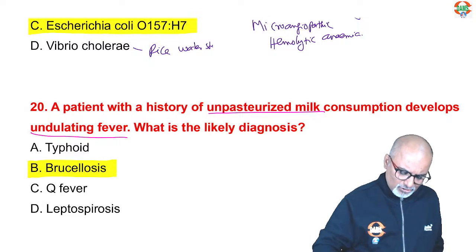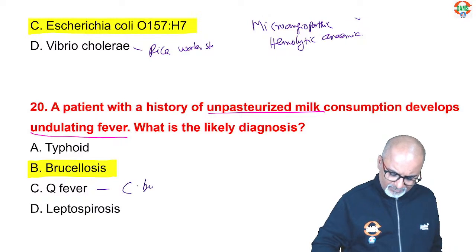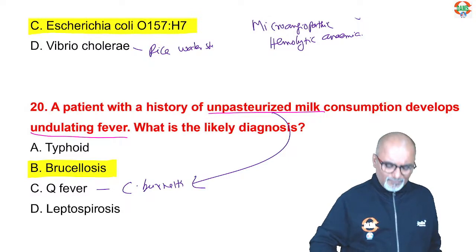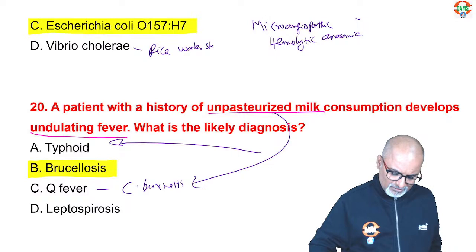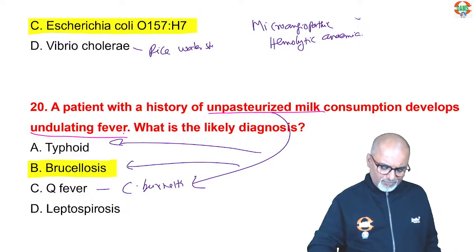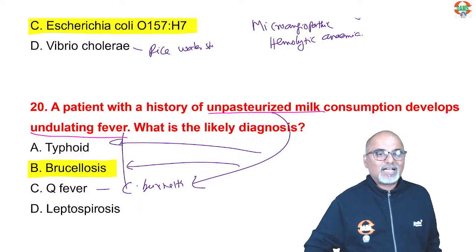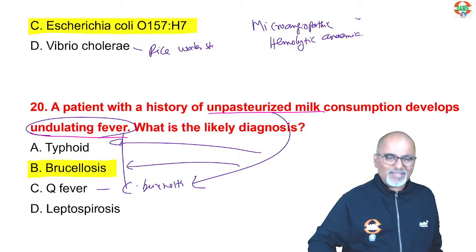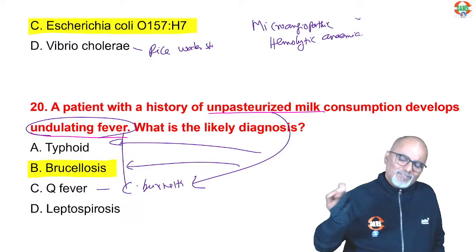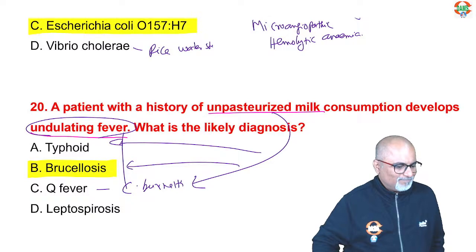Q fever is caused by Coxiella burnetii. That is also due to unpasteurized milk. Typhoid also due to unpasteurized milk. These are all caused by unpasteurized milk. But undulating fever, Malta fever, you can say brucellosis. Suppose if they mention stepladder fever, you can go for typhoid. Got it?